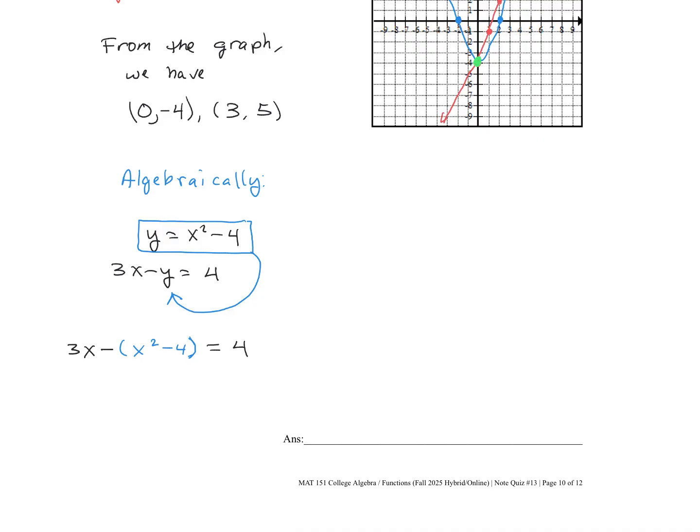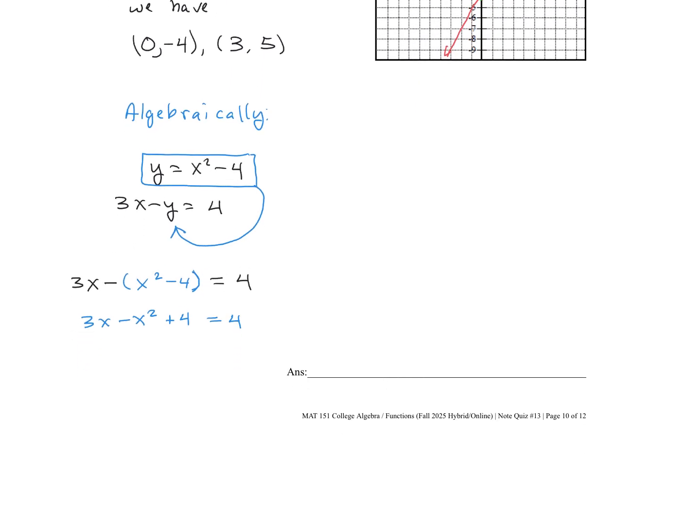All right, simplifying this down, I've got 3x minus x squared plus 4, be very careful there, equals 4. And then I can subtract 4 from both sides.